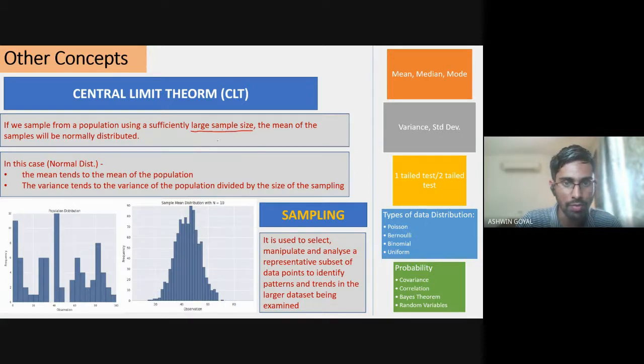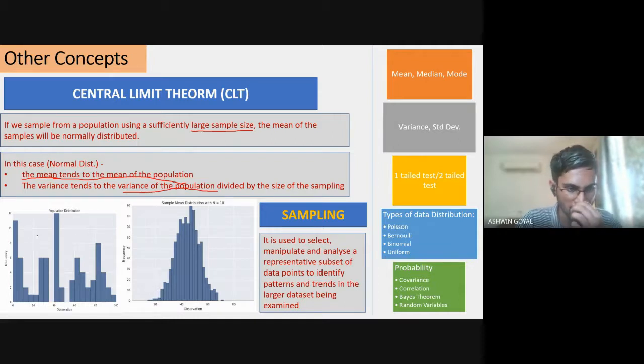So only if we have a very large sample will we be able to assume the mean to be normally distributed. And in this case, the mean of the sample tends to the mean of the population, right? And the variance also tends to the variance of the population divided by the size of the sampling.